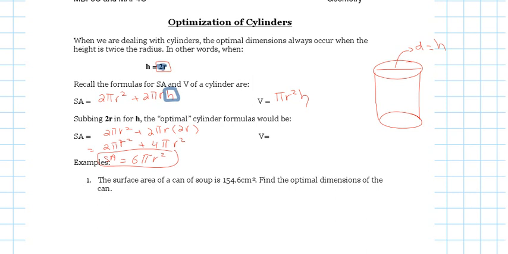Now I have to do the same thing with the volume. So I'm going to replace h with 2r, and that's going to give me 2 pi r cubed. So the optimal cylindrical volume is 2 pi r cubed. The optimal cylindrical surface area is 6 pi r squared. Are we okay with this? Yes?